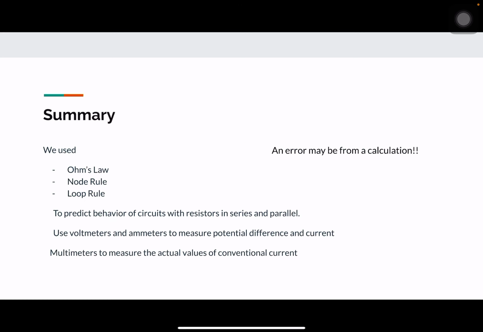In summary of this lab, we use Ohm's law, node rule, and loop rule to predict the behavior of circuits with resistors in series and parallel, use voltmeters and ammeters to measure the potential difference and current, and multimeters to measure the actual conventional current. An error in this entire lab may be because of a calculation. So that is a big warning sign for error.